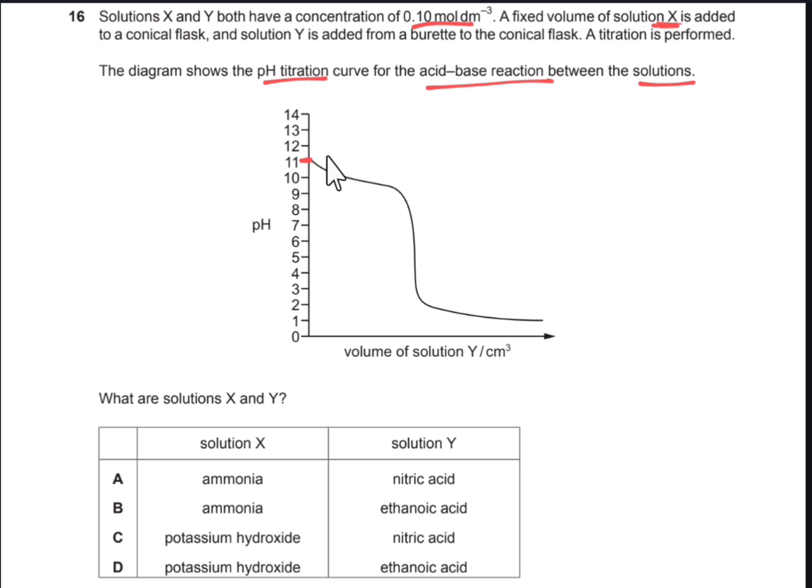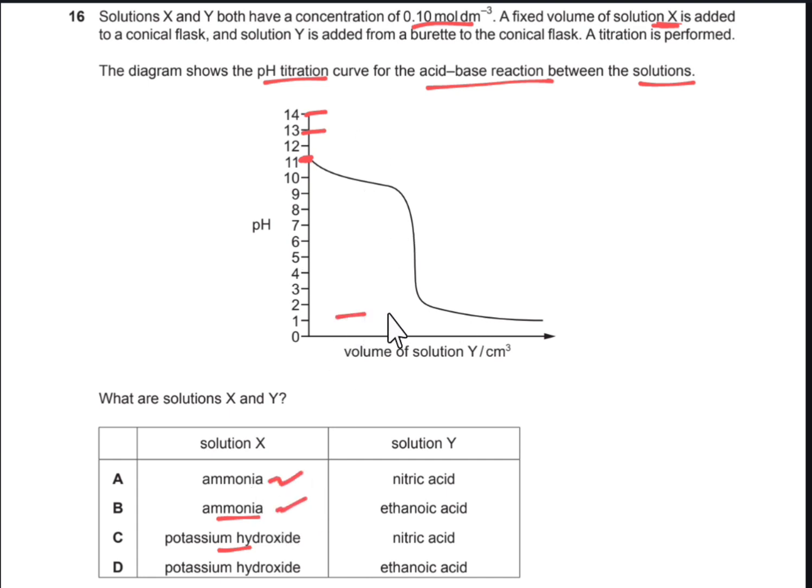And for solution X, we can see that the pH starts from approximately 11. Since the pH starts from 11 instead of starting from 14 or 13, that means it is a weak alkali. And comparing potassium hydroxide with ammonia, we can see that potassium hydroxide is a strong alkali while ammonia is a weak alkali. So it would be ammonia.